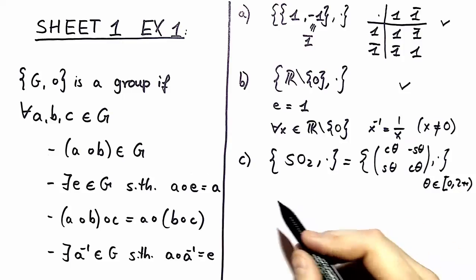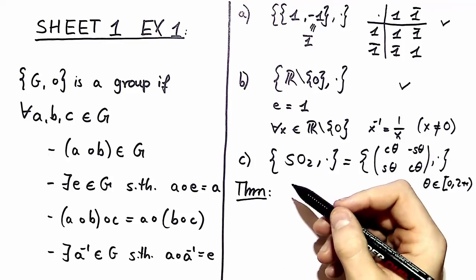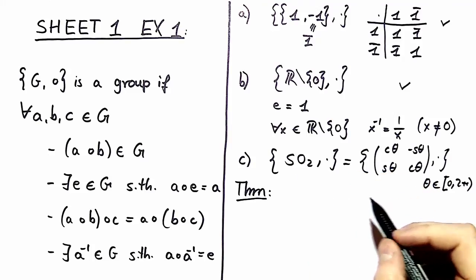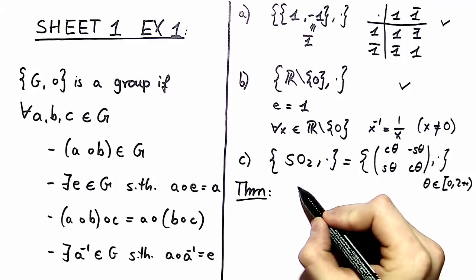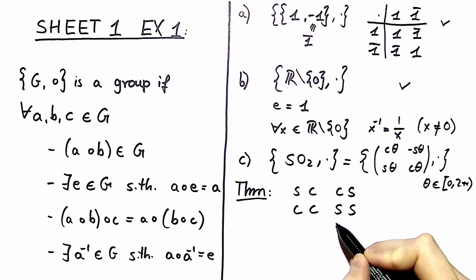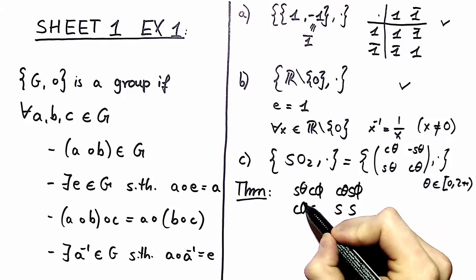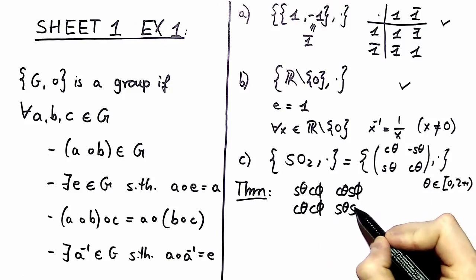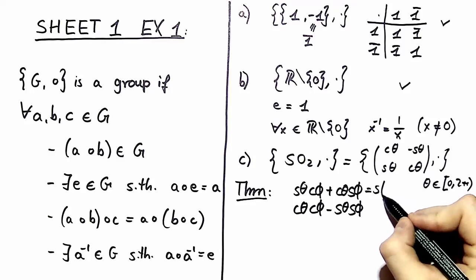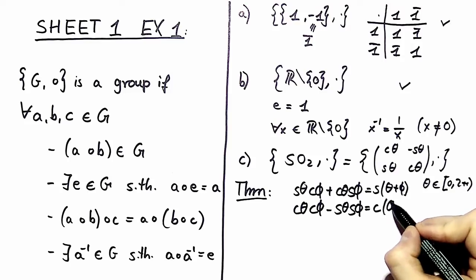In order to do that, we need a theorem which is nothing else than the addition theorem for trigonometric functions, and you can remember it the following way. It's a little song. It's sine, cosine, cosine, sine, cosine, cosine, sine, sine. Now we fill out the angles. Theta, phi, theta, phi, theta, phi, theta, phi. Here we have a plus, here we have a minus sign. And this is then equal to sine of the addition of both angles or cosine of the sum of both angles.